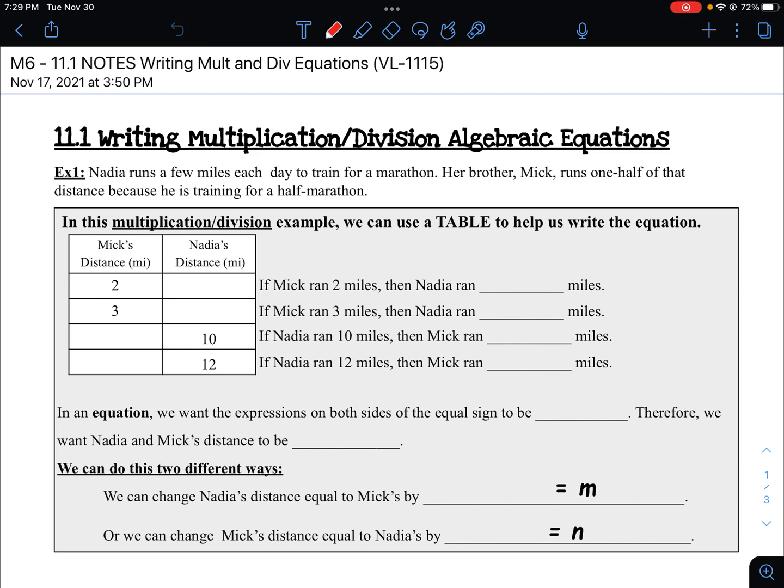In this video, we are going to learn how to write multiplication and division equations. Let's begin. So, in example 1, Nadia runs a few miles each day to train for a marathon. Her brother Mick runs 1/2 that distance because he is training for a half marathon.